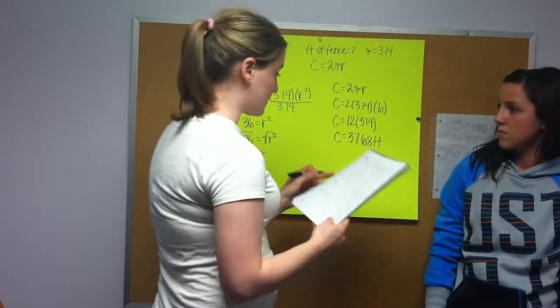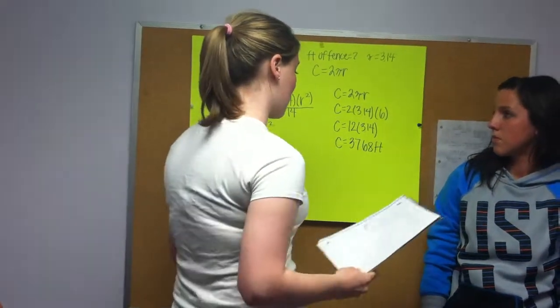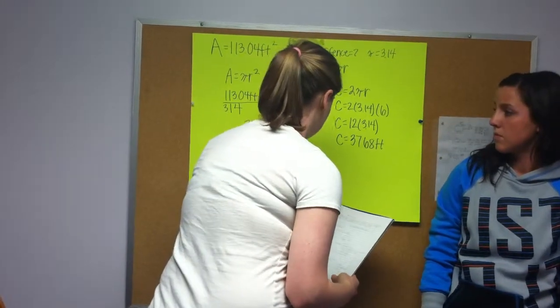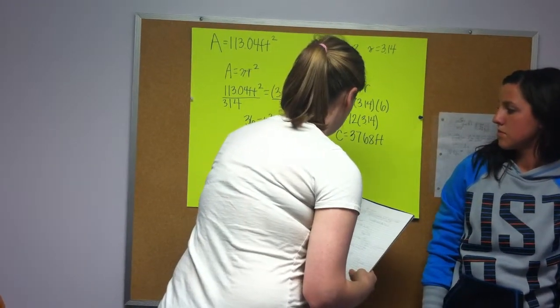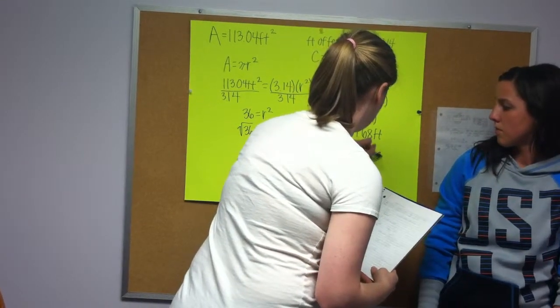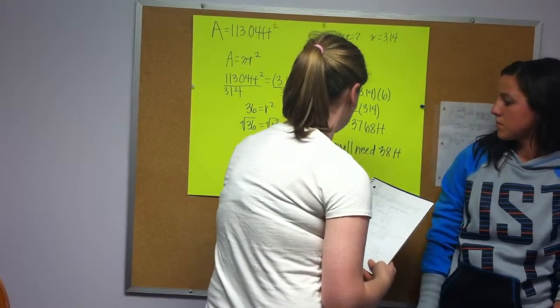So since you can't buy 0.68 feet of fence, the total amount of fence she's going to need will be 38. So she'll need 38 feet of fence to cover her garden.